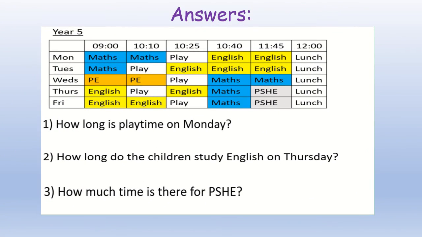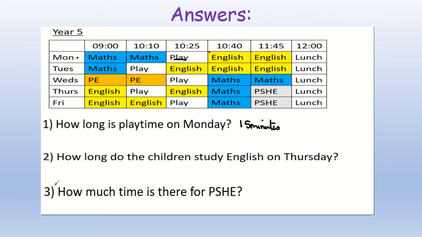Now let's take a look at the answers to the questions on Year 5's timetable. So how long is playtime on a Monday? If we find Monday and go across, we can see that play is at 10:25, but the next lesson starts at 10:40. So that must mean they have 15 minutes playtime.